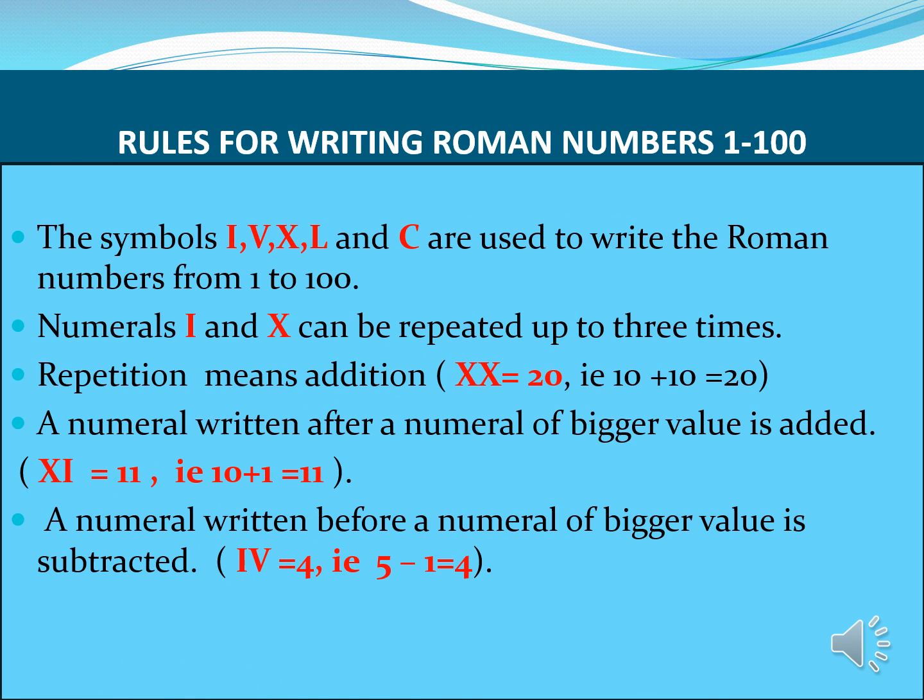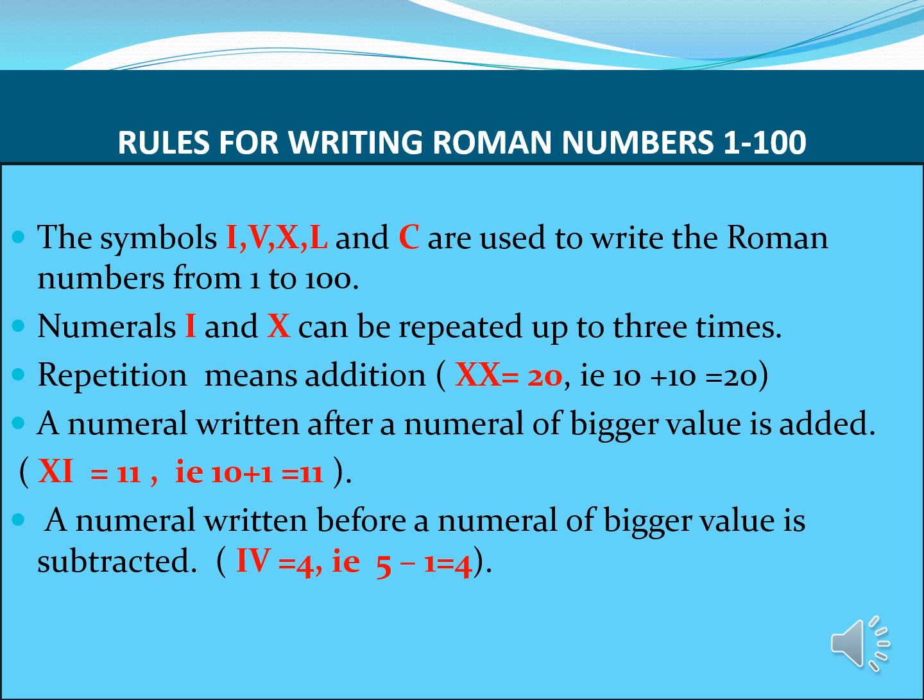There are some rules for writing Roman numbers. In 4th standard you have already studied to write the Roman numbers up to 39. This year we are studying to write the Roman numbers up to 100. The symbols I, V, X, L and C are used to write the Roman numbers from 1 to 100. Numerals I and X can be repeated up to 3 times. Repetition means addition. When we are writing XX together, it means 10 plus 10, 20.